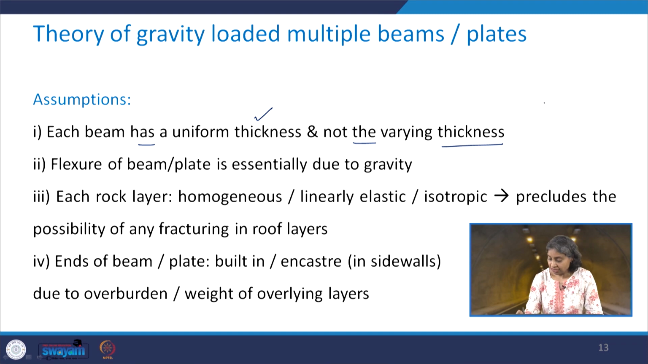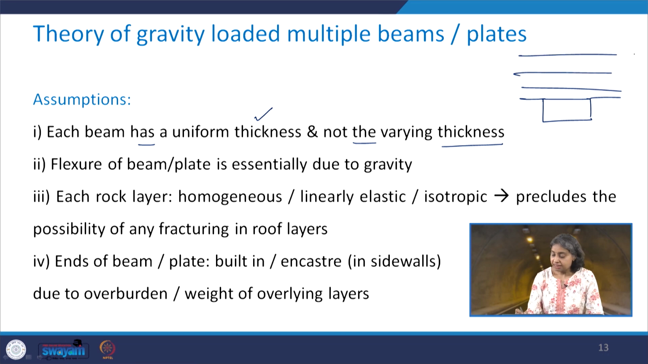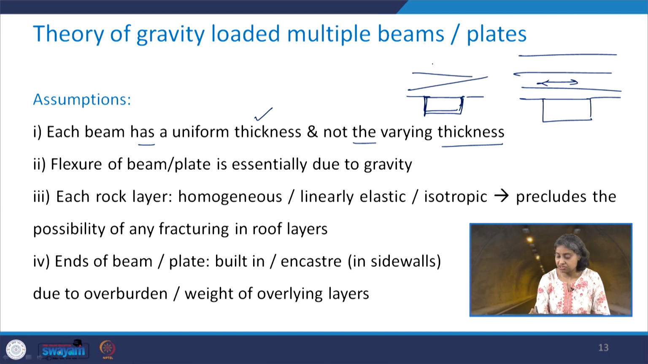This means that, say this is the excavation and we have the thickness. Throughout the extent of the opening, the thickness of any layer is going to be uniform. You cannot have a situation like this. If this is the opening, let us say, you cannot have a situation where the thickness of this layer is this much here, and it is varying and becomes more here. This is really not allowed. So, this is the first assumption.